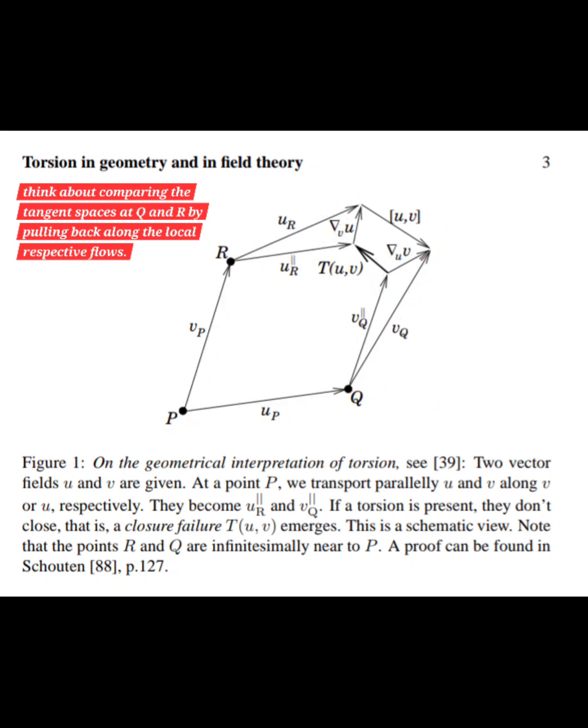So by pulling back along the respective flows of the vector fields, we can make these comparisons and complete this geometric diagram here. This piece of the diagram is something that I've been spending a lot of time thinking about, and I'm going to keep thinking about until I understand it, but I don't fully understand it yet, to be completely honest.